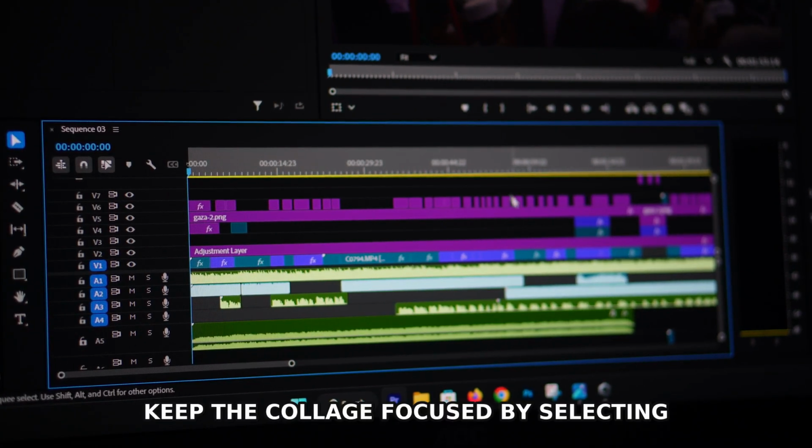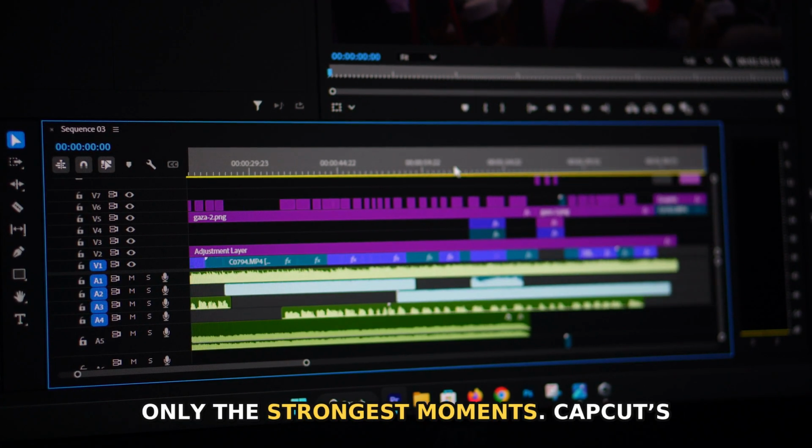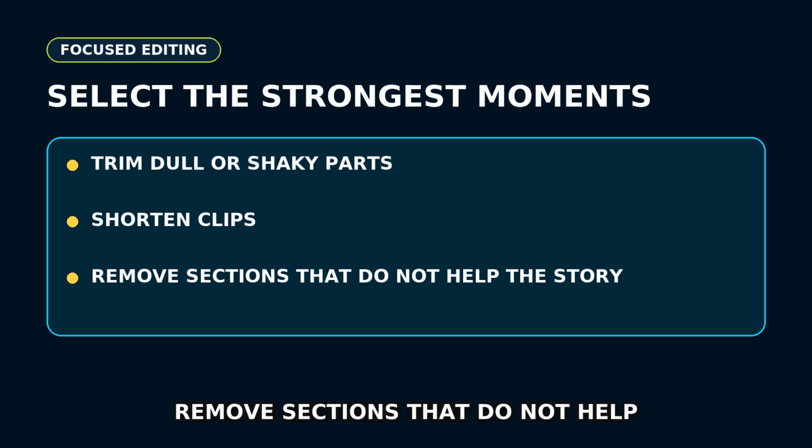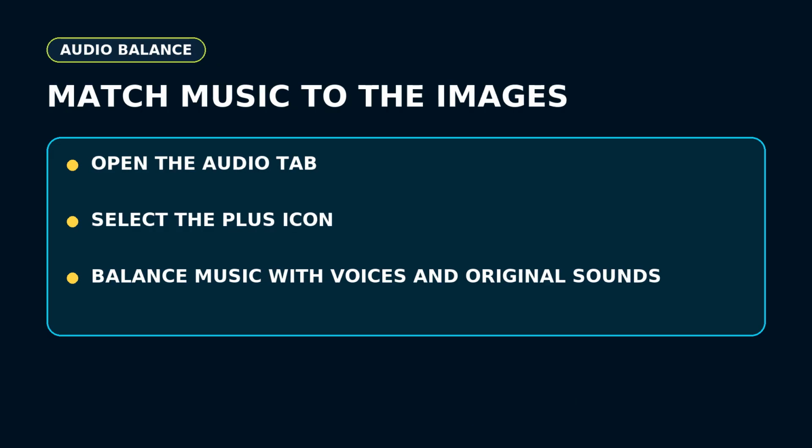Keep the collage focused by selecting only the strongest moments. CapCut's guide recommends trimming dull or shaky parts, so shorten clips or remove sections that do not help the story.